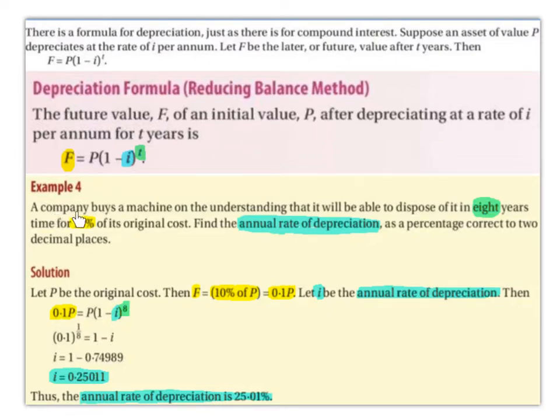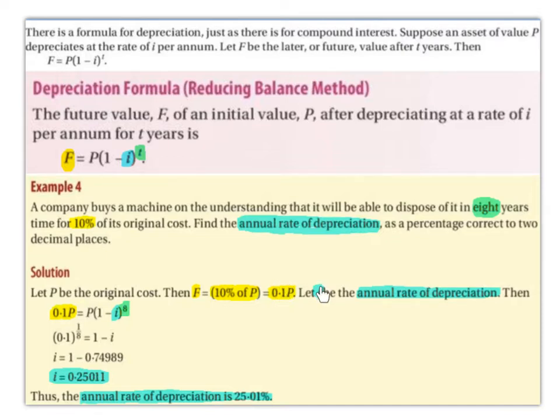Example 4. A company buys a machine on the understanding that it will be able to dispose of it in 8 years' time for 10% of its original cost. Find the annual rate of depreciation as a percentage correct to 2 decimal places. So we let P be the original cost, then F is going to be 10% of P, which is 0.1P. Remember, it told us in the question that after 8 years, the machine is 10% of its original cost. So its final value will be 0.1 times P.